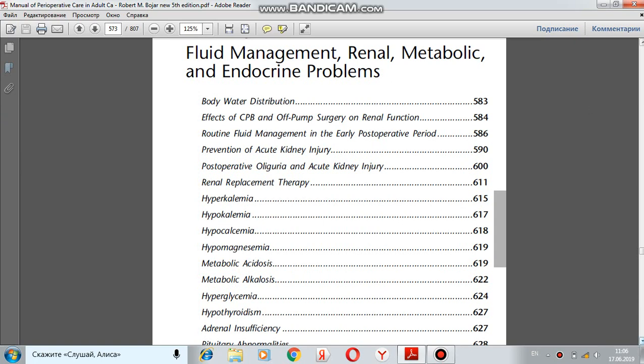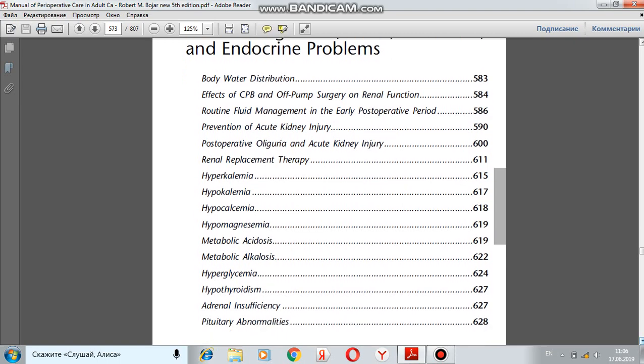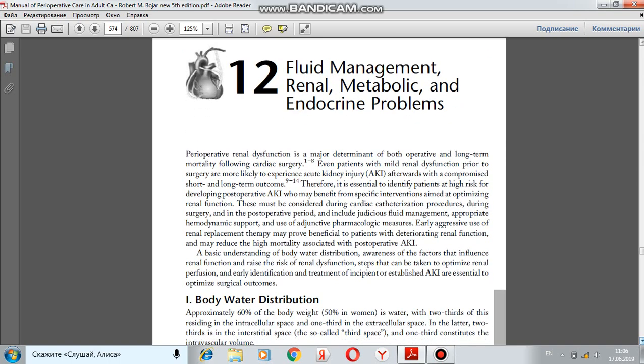What we will discuss in this session is body water distribution, effects of cardiopulmonary bypass and off-pump surgery on renal function, routine fluid management in the early postoperative period, prevention of acute kidney injury, postoperative oliguria and acute kidney injury, renal replacement therapy, hyperkalemia, hypokalemia, hypocalcemia, hypomagnesemia, metabolic acidosis, metabolic alkalosis, hyperglycemia, hypothyroidism, adrenal insufficiency, pituitary abnormalities. Here we go. Fluid management, renal, metabolic and endocrine problems.